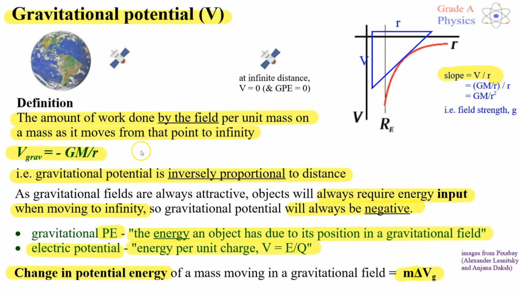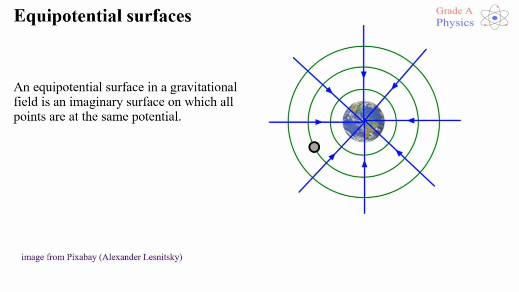V we know is GM over r. If we divide by r again, that gives us GM over r squared, which we've already derived in an earlier video as gravitational field strength. So if you can understand the derivation of this, that's brilliant. Or you can just remember that the slope, the gradient at a point of a potential-distance graph, represents the gravitational field strength.